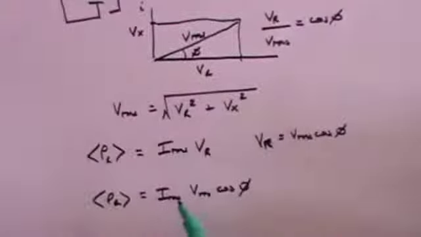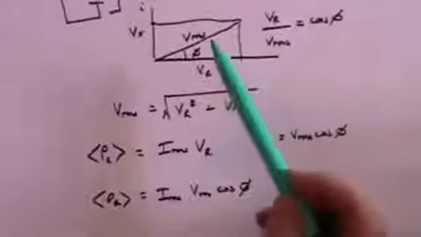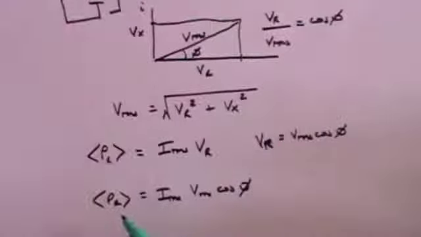So if you know the root mean square of the current and the root mean square of the voltage, multiply that by the cosine of the phase angle, and that gives you the power loss in the resistance.